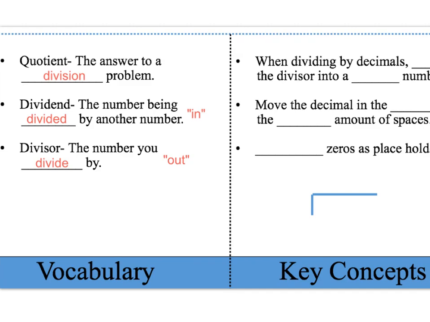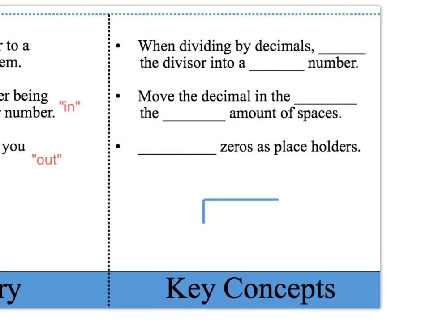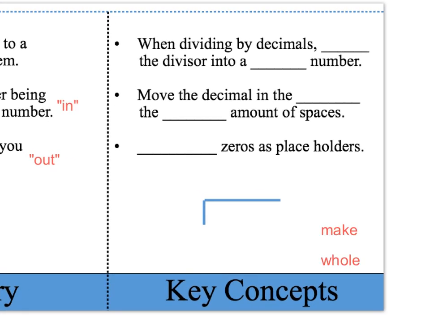Alright, so on the left-hand side, let's talk about some of the key concepts. The first thing is whenever you are dividing by decimals, make the divisor into a whole number. Once you do that, you can move the decimal in the dividend the same amount of spaces. And then finally, just make sure you are annexing zeros as placeholders.